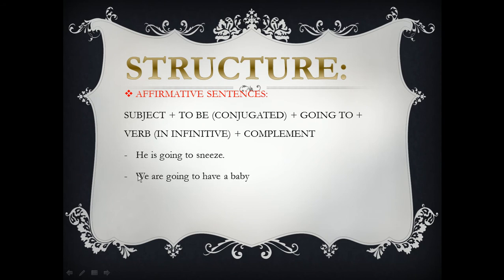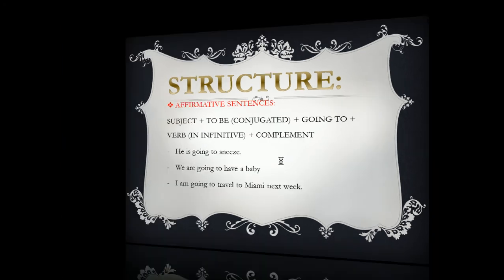Okay, it says, we, subject, we are going to have a baby. Are, to be conjugated, we are going to have, verb in infinitive, and then we got a complement. We're going to have a baby. Another example, I am going to travel to Miami next week. This is the structure for affirmative sentences using to be going to. Let's see the other one.